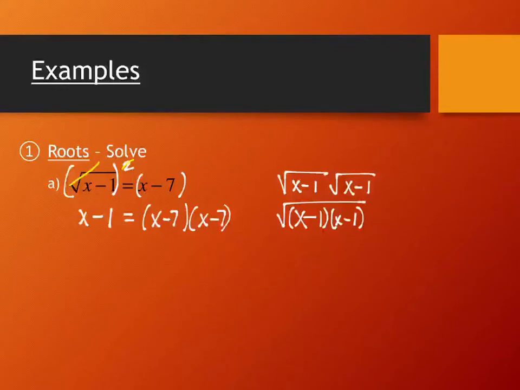We don't have that feature happening on the right-hand side. We don't have a square root. If we did, we could do the same thing, but we don't. So on the right-hand side, we have to multiply the pieces out and distribute. So I have x times x, which would be x squared. So that's my first terms. My outer terms would be negative 7x. My inner terms would be another negative 7x. And my last terms would be the positive 49. Is that okay so far?